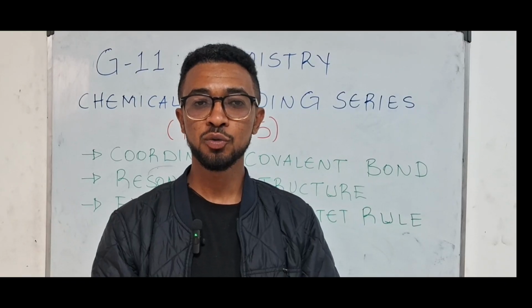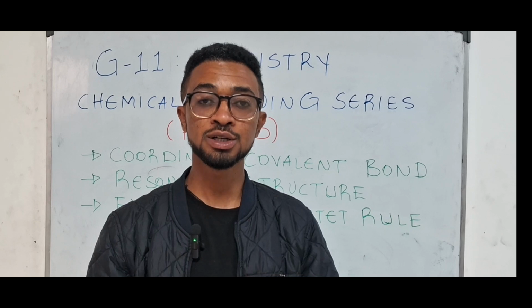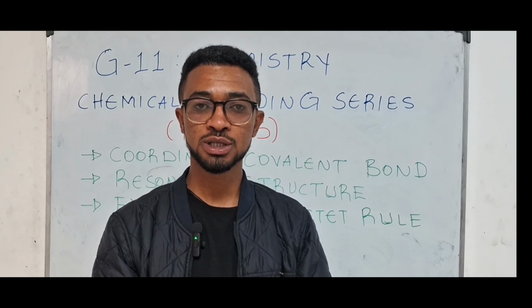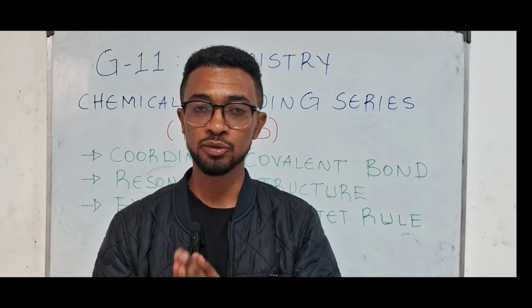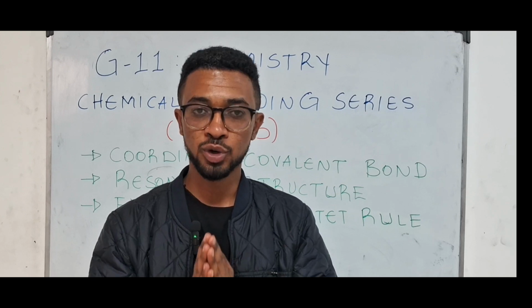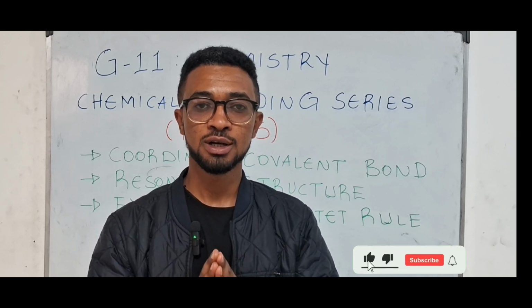In our previous video, we talked about covalent bonding: the definition, formation, and representation of covalent bonding. We have seen that covalent bonds can be single, double, and triple, depending on the number of pairs of electrons that are shared between the atoms. If you haven't watched our previous video yet, feel free to go back and watch it.